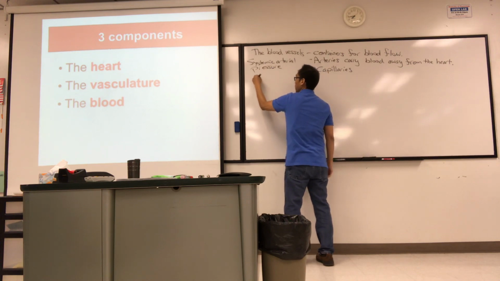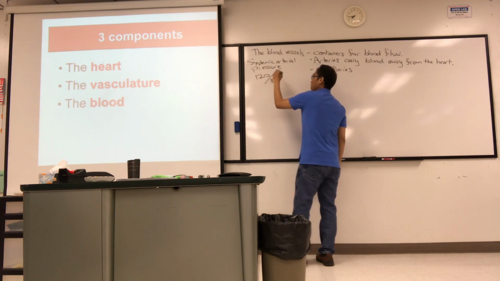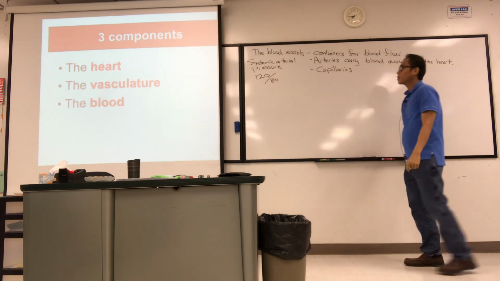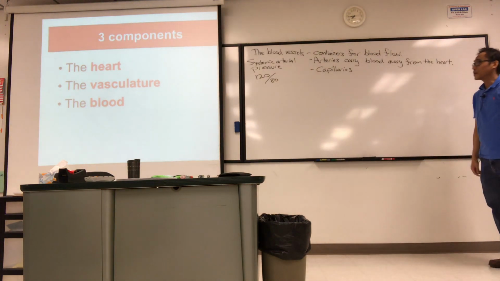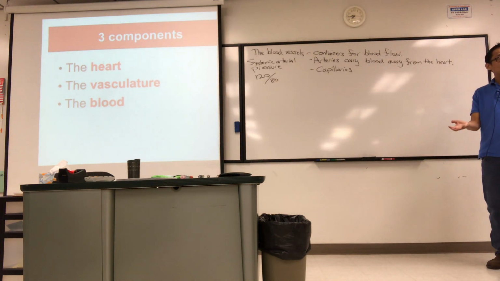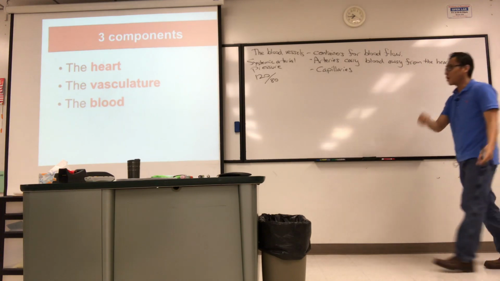It's always measured in two numbers. 120 over 80. There's a high and a low. Because with each heartbeat, there's a period of contraction and a period of relaxation. So think of it that way.